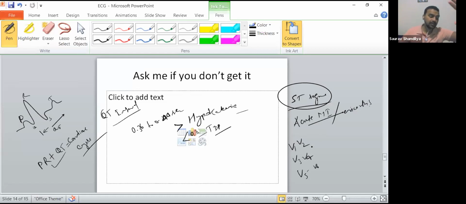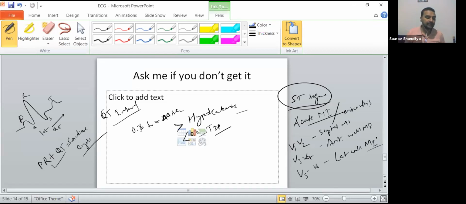There are 4 stages. I don't want to get into that. In acute MI, ST elevation will come within 1 hour, and for another 2 to 3 hours ST elevation continues. Then the T inversion will come. Then a different kind of Q wave will come, in 1 to 2 days. So acute MI, no problem. At least remember V1 and V2 for septal wall MI, V3 and V4 for anterior wall MI, and V5 and V6 for lateral wall MI.